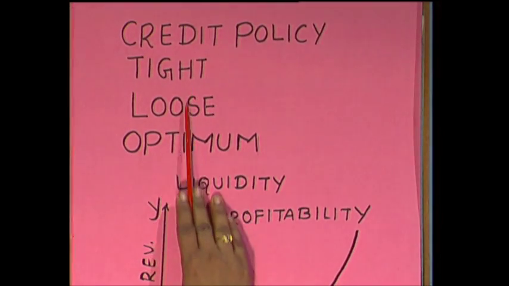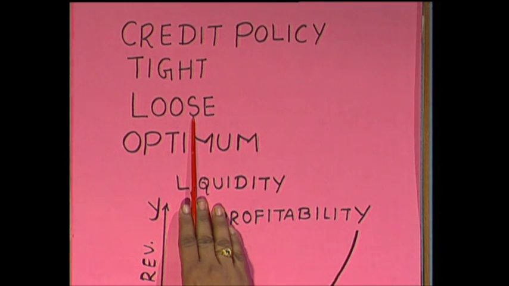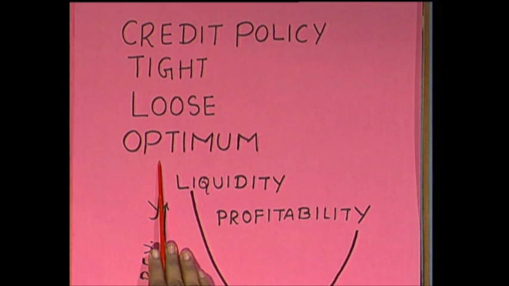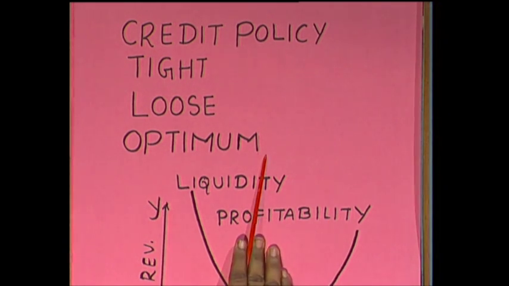If so, how much you have to sell on credit basis. Now let us see the credit policy. You can have a tight policy or loose policy, but you should neither have a too tight policy nor a very loose policy, but there should be an optimum level of credit policy.